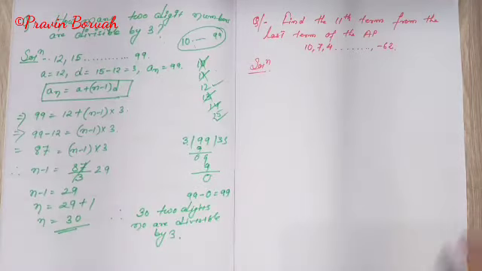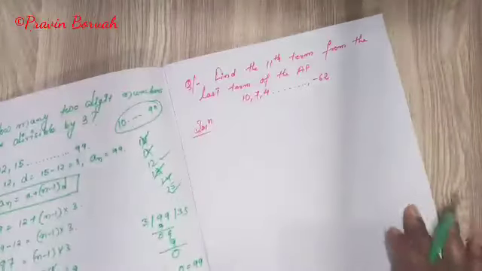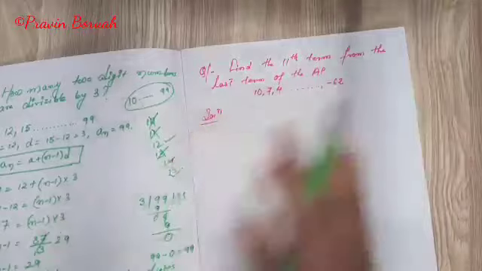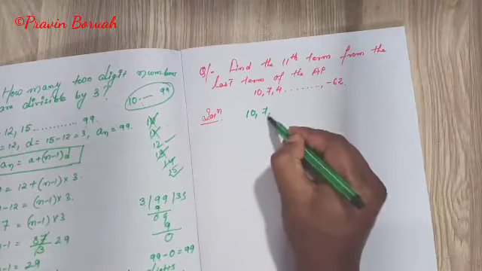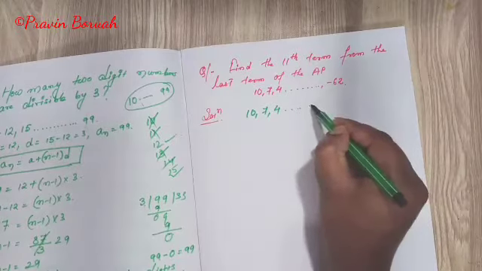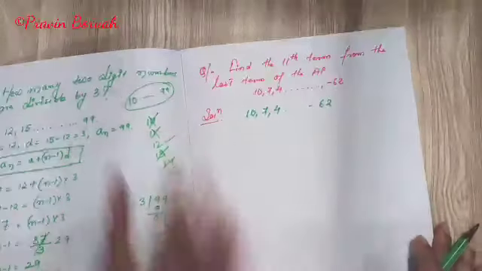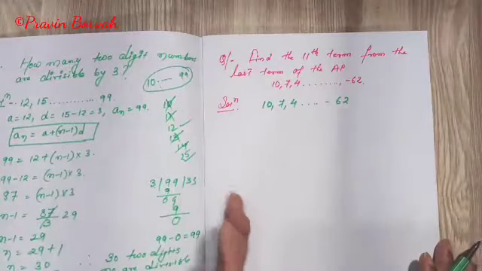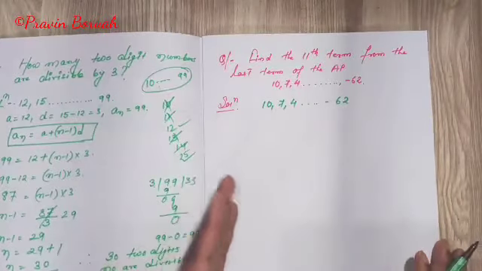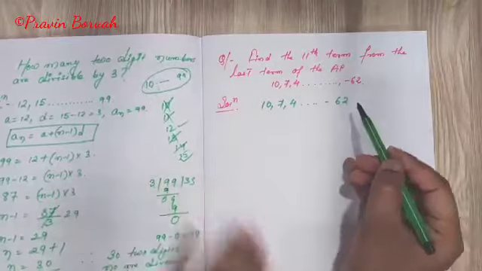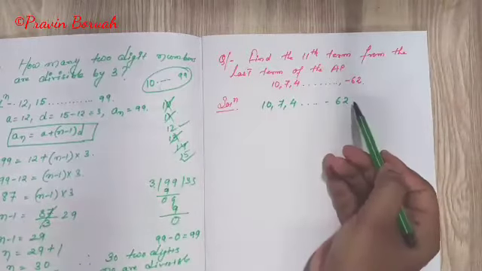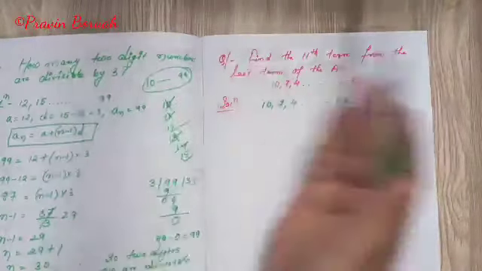Find the 11th term from the last term of the AP. Means one series is given: 10, 7, 4, up to minus 62. So one series is given. Now you have to find out the 11th term from the last term. Means not from this side. Not from this side. You have to find out the 11th term from this side. You have to look from here.